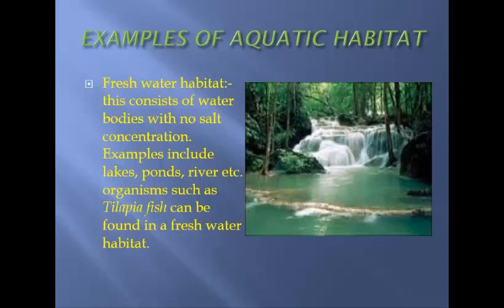Examples of aquatic habitat. 1. Freshwater habitat. This consists of water bodies with no salt concentration. Examples include lake, pond, river, etc. An organism that can be found in such a habitat is the tilapia fish.